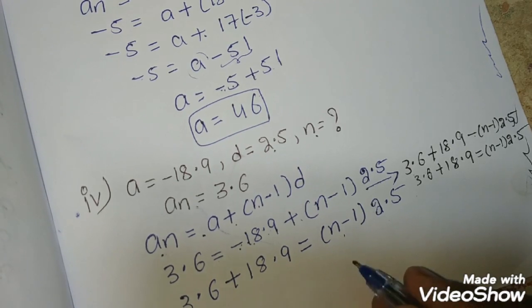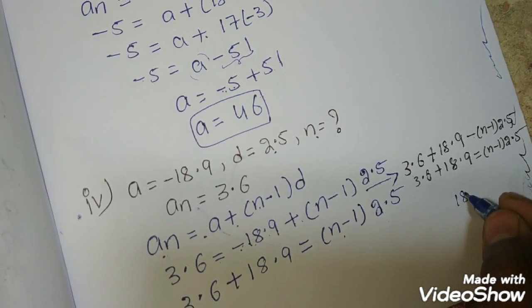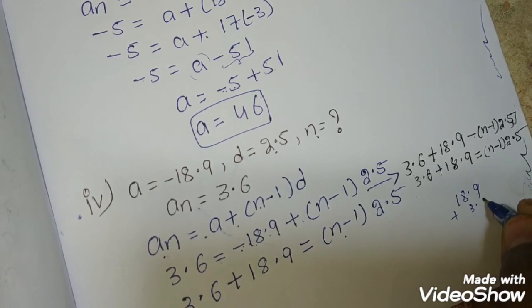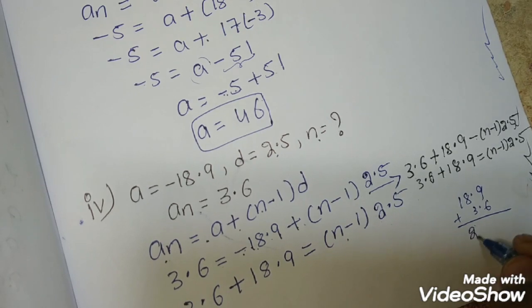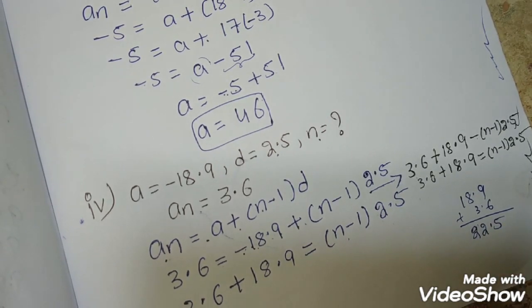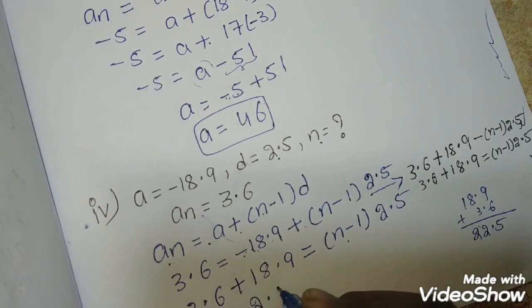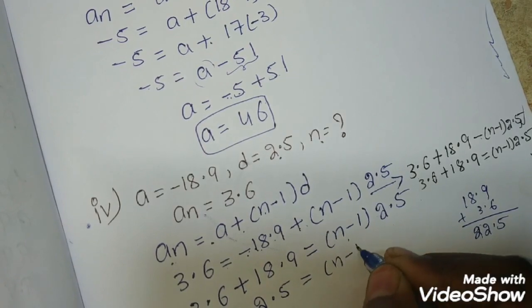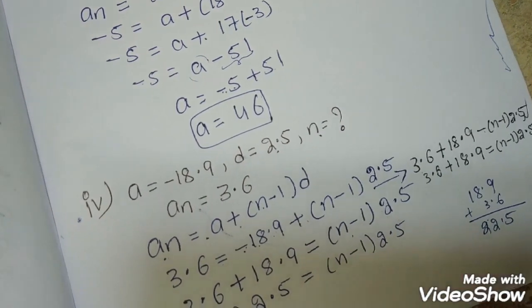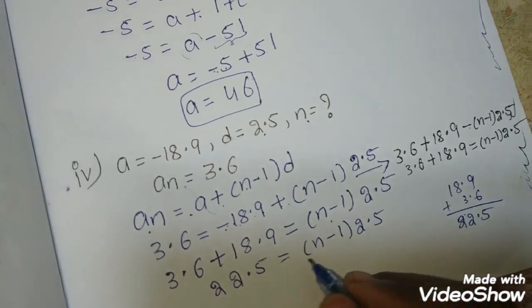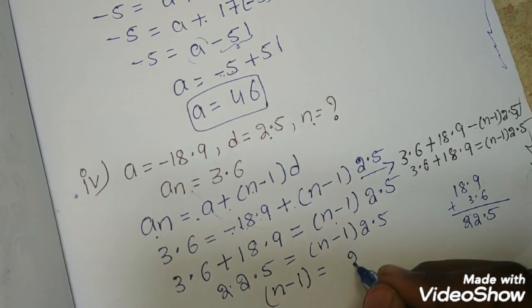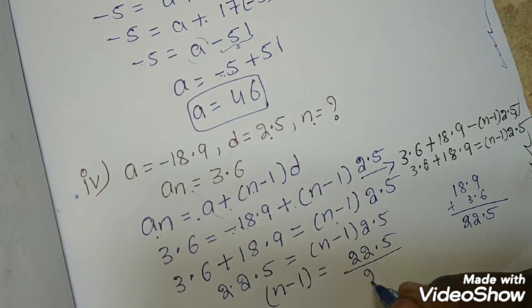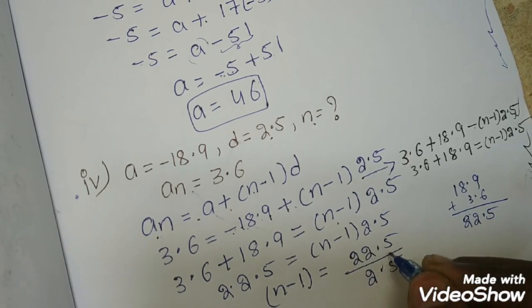What is 3.6 plus 18.9? 18.9 plus 3.6, you have to add. So what do we get here? 22.5. Right? Just add, 22.5 we get. So write down 22.5 is equal to n minus 1 into 2.5. Let's see here. Observe clearly. So we need to take n minus 1 is equal to 22.5 divided by 2.5.